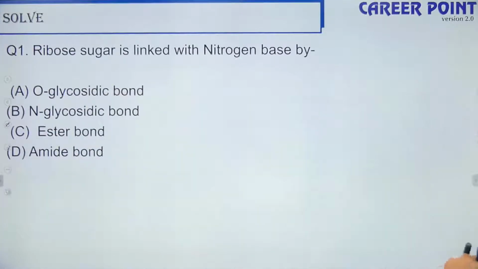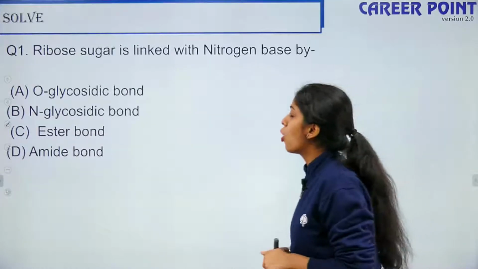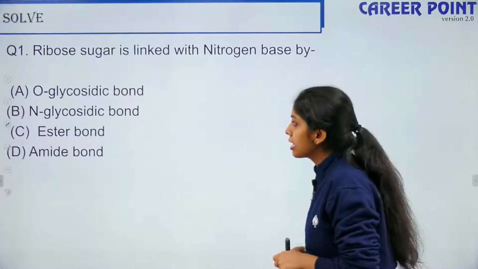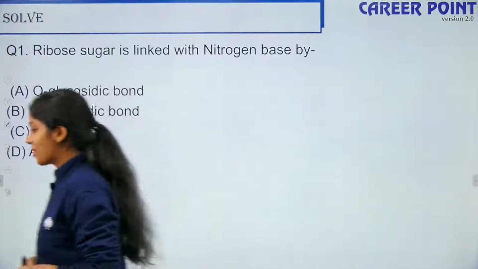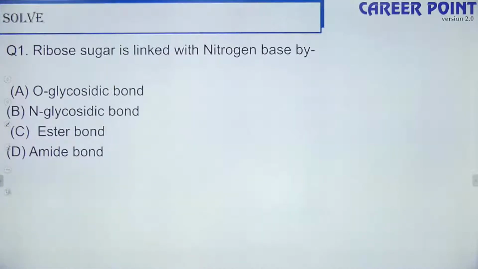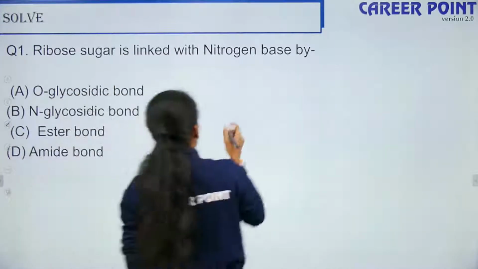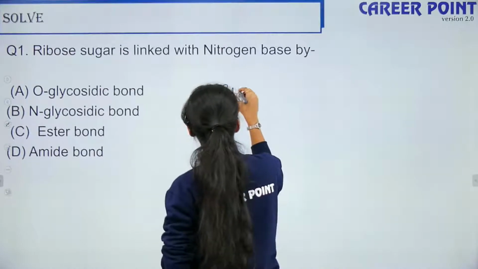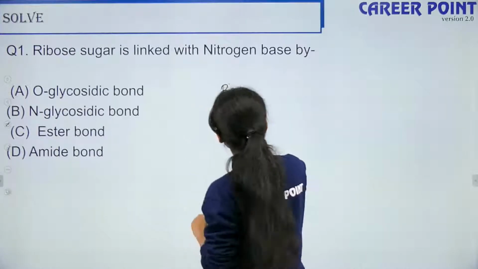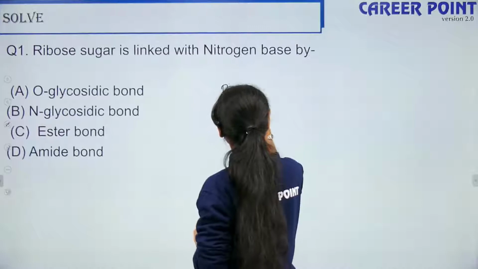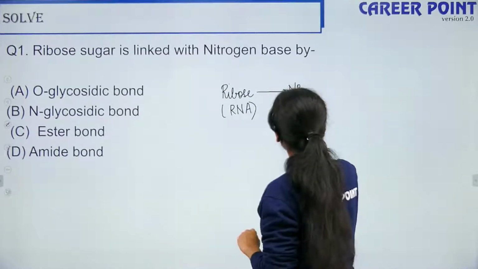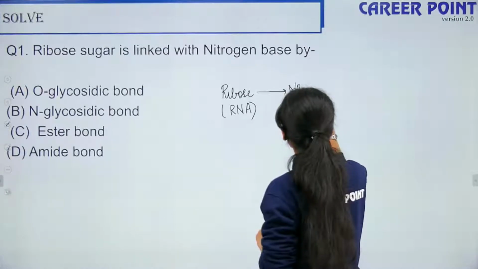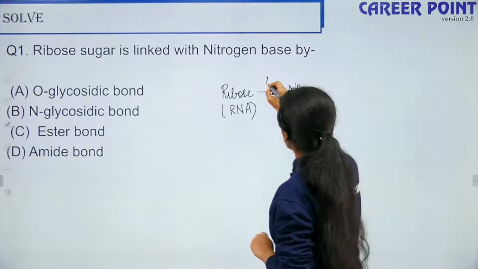Okay, so question 1: ribose sugar is linked with a nitrogenous base by an O-glycosidic bond, N-glycosidic bond, ester bond, or amide bond. What is the answer? Question number 1. So ribose sugar is in the case of RNA. It is linked to the corresponding nitrogen bases like adenine, guanine, cytosine and uracil by what bond?